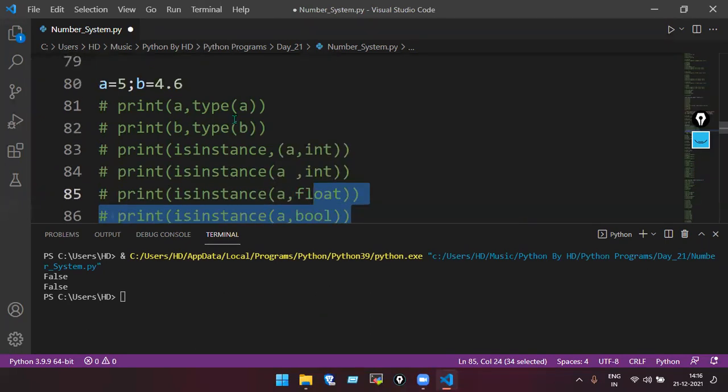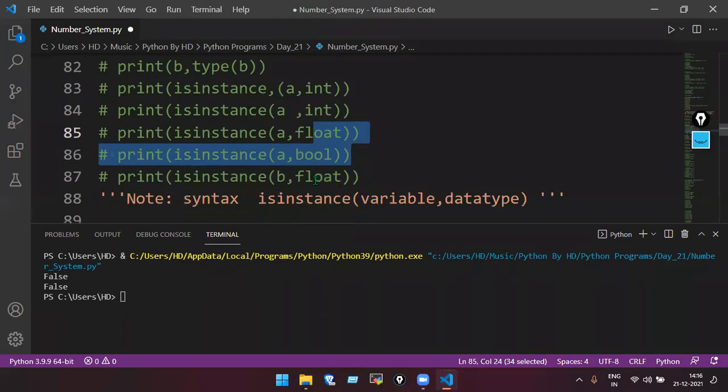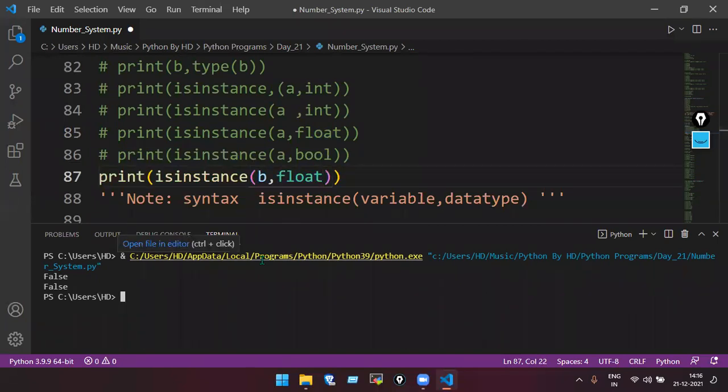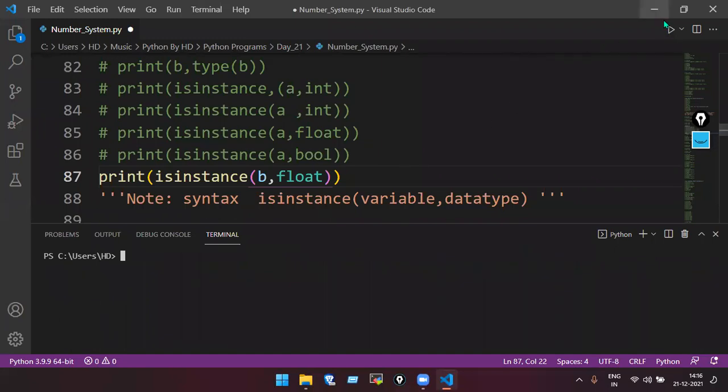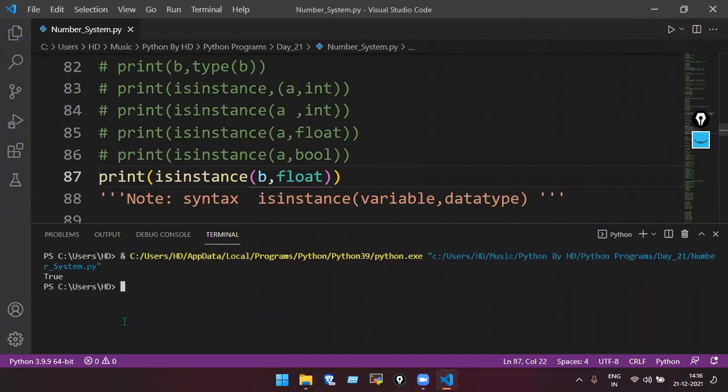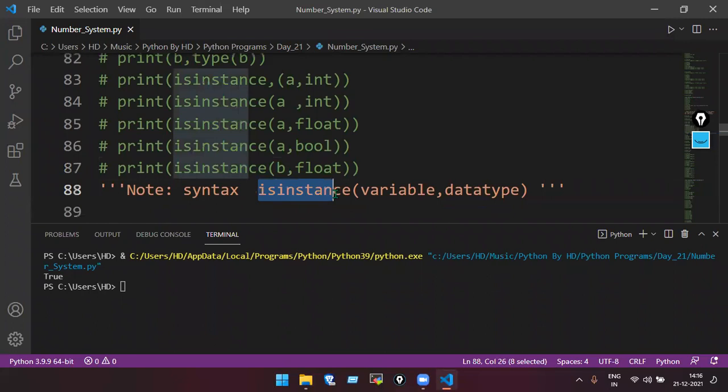Now, similarly, B is what type? If you check properly, B is what type? Float type. I want to check whether B is of type float or not. Yes, it is of type float. So what should be my answer now? True. So isinstance is a method where I can know whether the variable passed is of such and such data type or not. And what is the syntax? isinstance is a method. You have to pass the variable name, comma, data type. Okay.